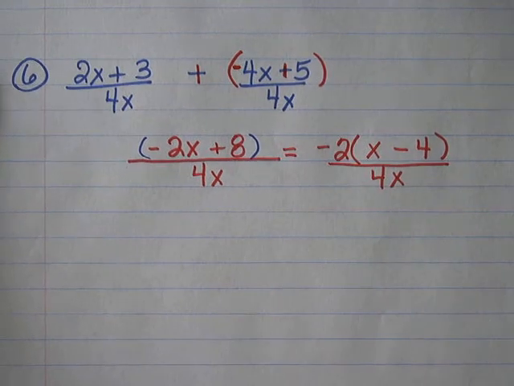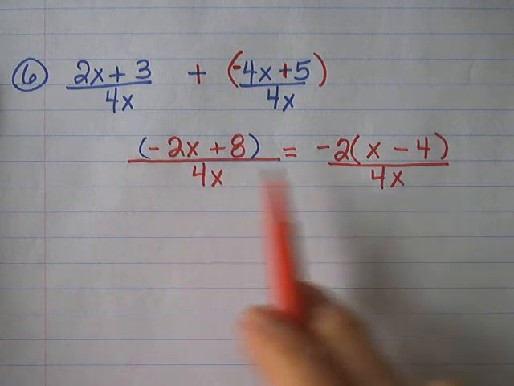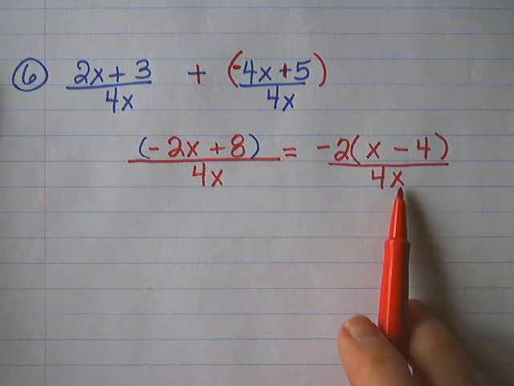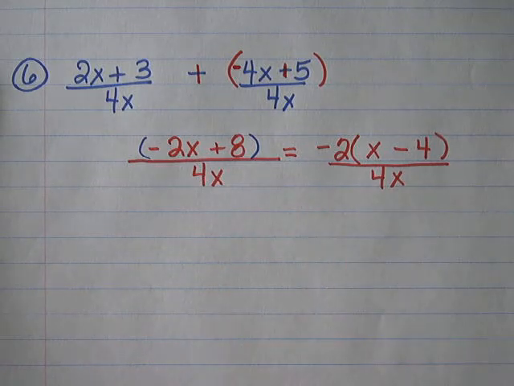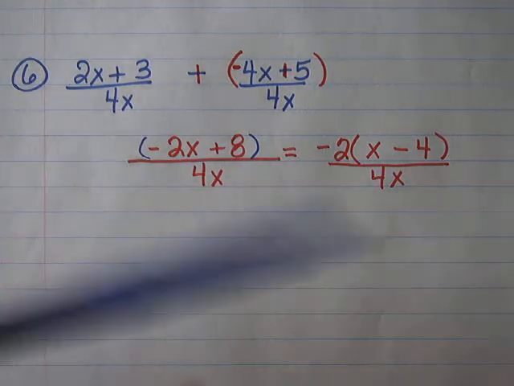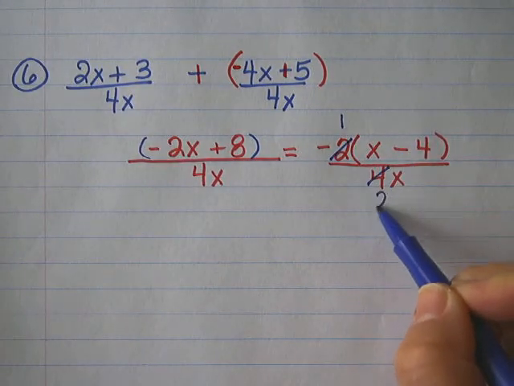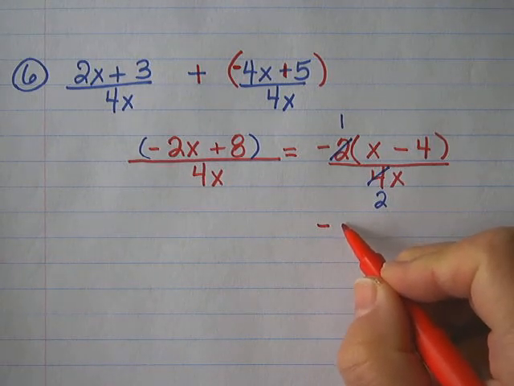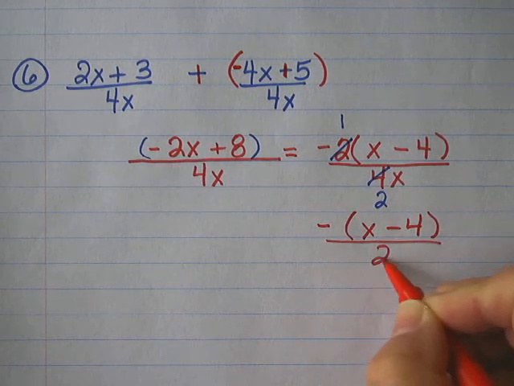Now take a second and look at this. If I multiply negative 2 times x, I get negative 2x. If I multiply negative 2 times negative 4, I get positive 8. And I'm going to write that over one common denominator. So I just rewrote it. That's all that's happening here. Why did I do that? Because I can cancel. I can divide 2 by 2, and I can divide 4 by 2. And my answer is negative 1 times x minus 4 over 2x.